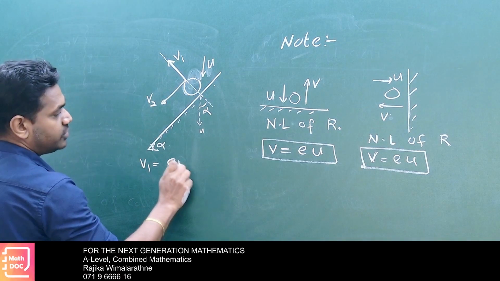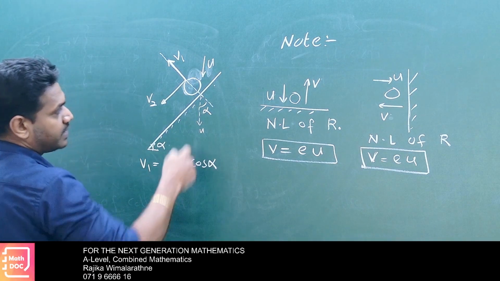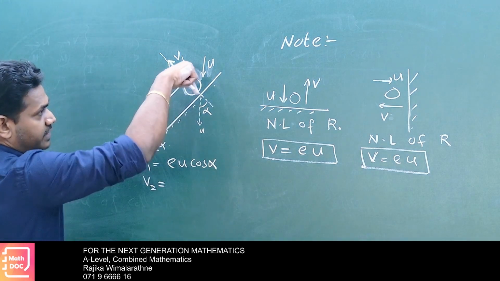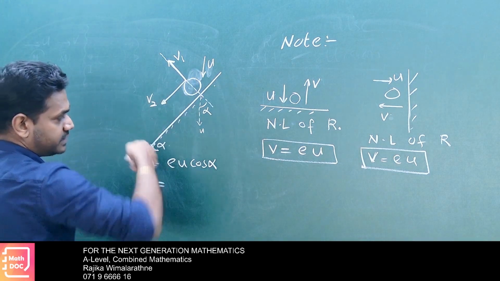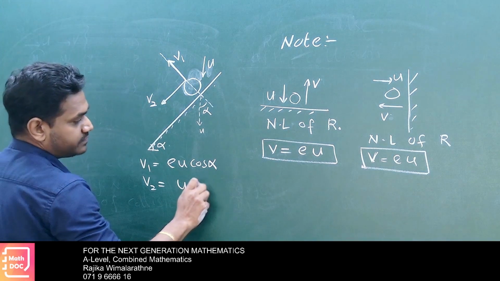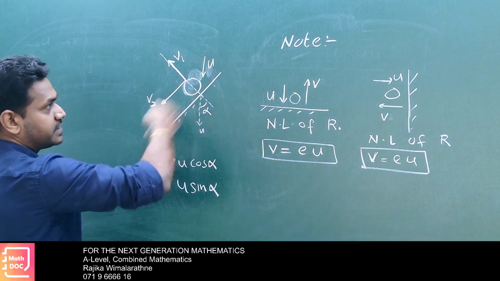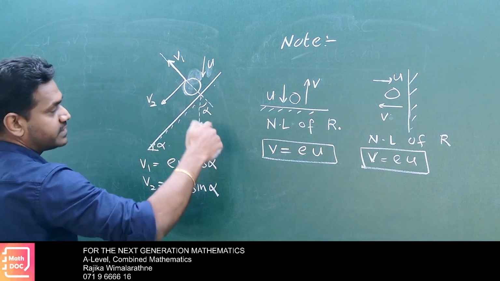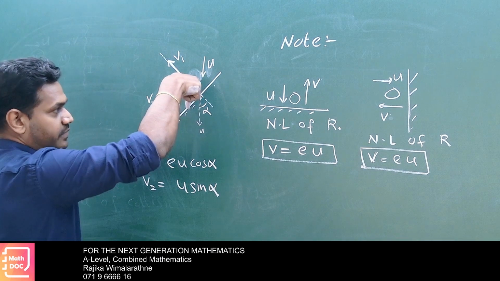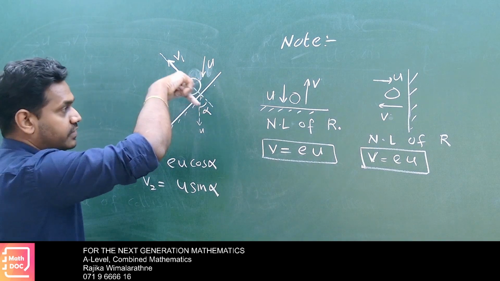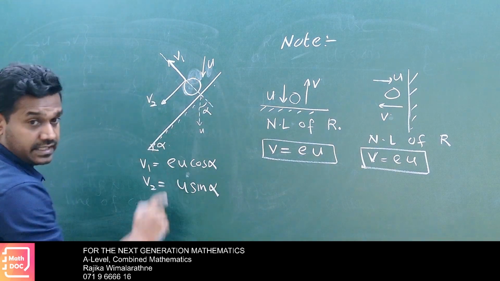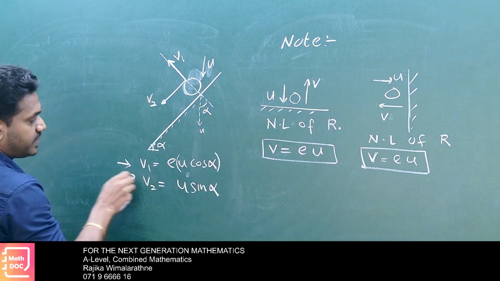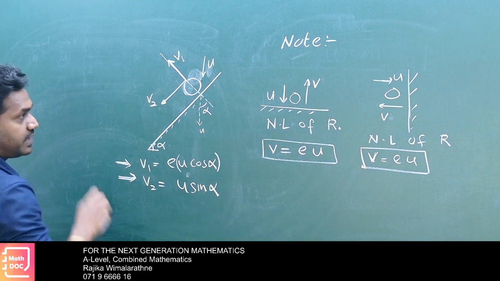So v1 equals E u cos alpha. Then v2 equals u sin alpha, since there is no collision along the surface. You can resolve the velocity along the surface and perpendicular to the surface. The initial velocity component perpendicular to the surface is u cos alpha, multiplied by E, so E times u cos alpha. This is for the inclined plane.